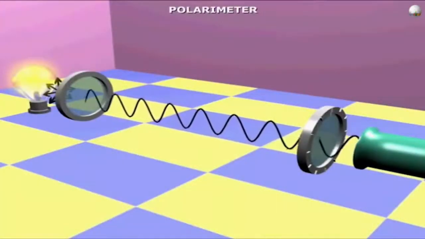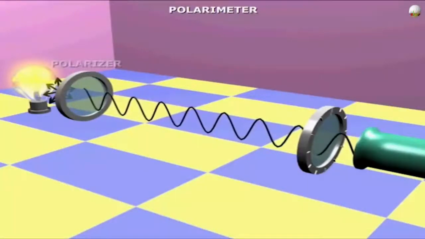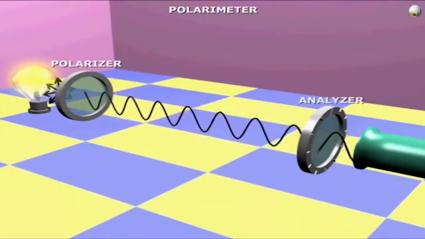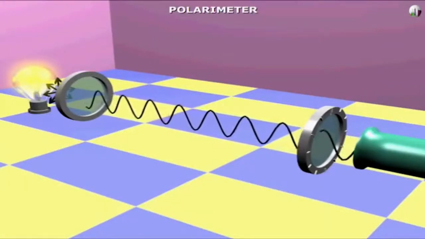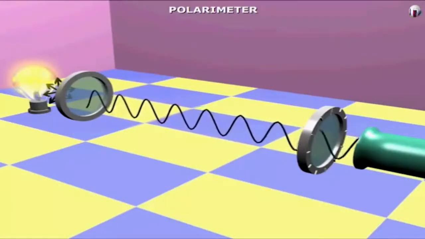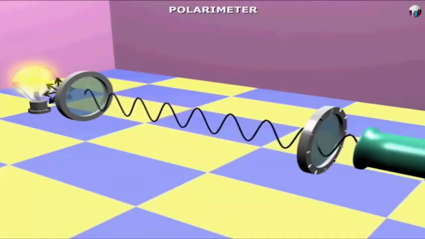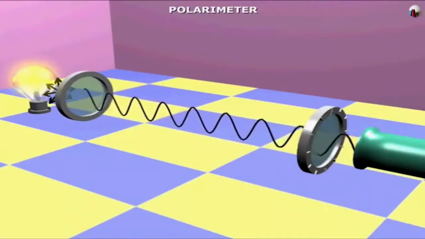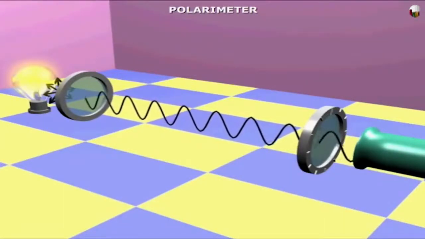The polarimeter has got two Polaroid filters. The first one is called a polarizer and the second one is called an analyzer. When light passes through the polarizer, the light that is passed through vibrates in only one plane. The other vibrations are either completely or partially cut off. The emerging light vibrates in only one plane and hence it is polarized light.